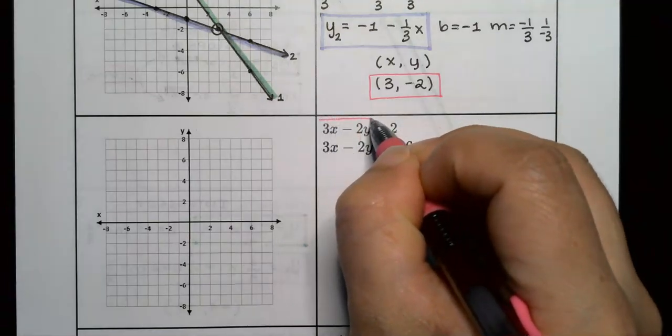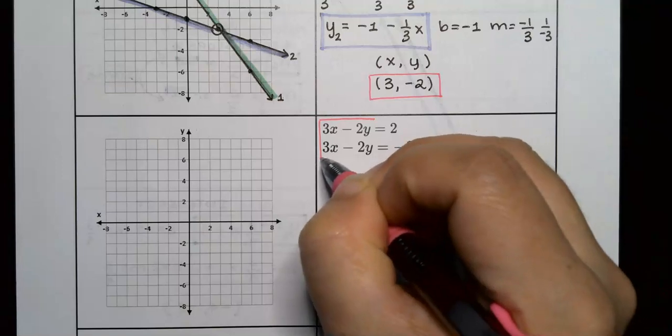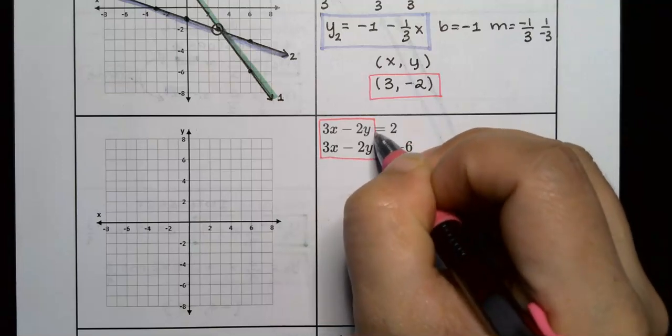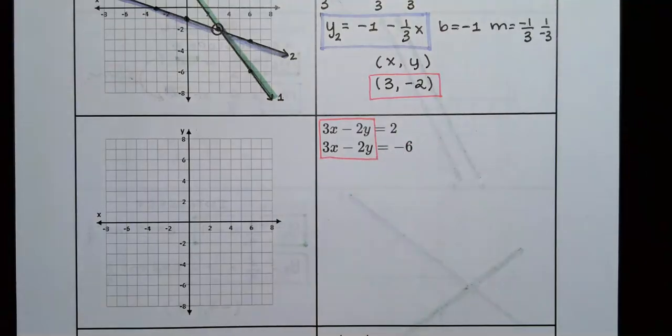If you look at the left side of both of these equations, you're going to notice that they are exactly the same. And then on the other side of the equal sign, you're going to see the positive 2 does not match up with the negative 6. So there's something special about the left side when it's written in standard form being the same. That's all I'm going to say.